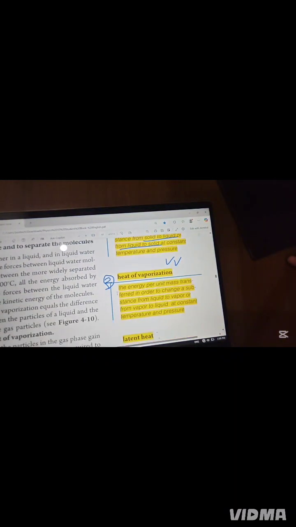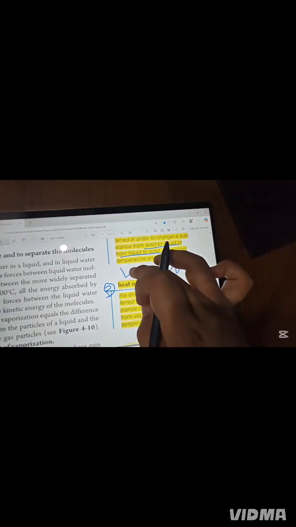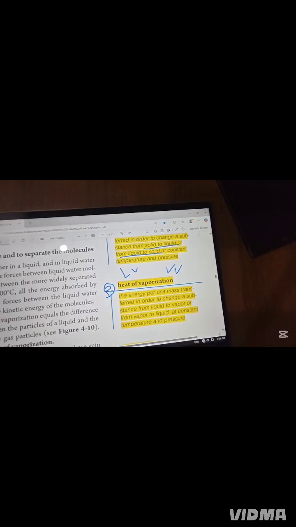But the second type is the heat of vaporization, LV. Same thing again, energy per unit mass.